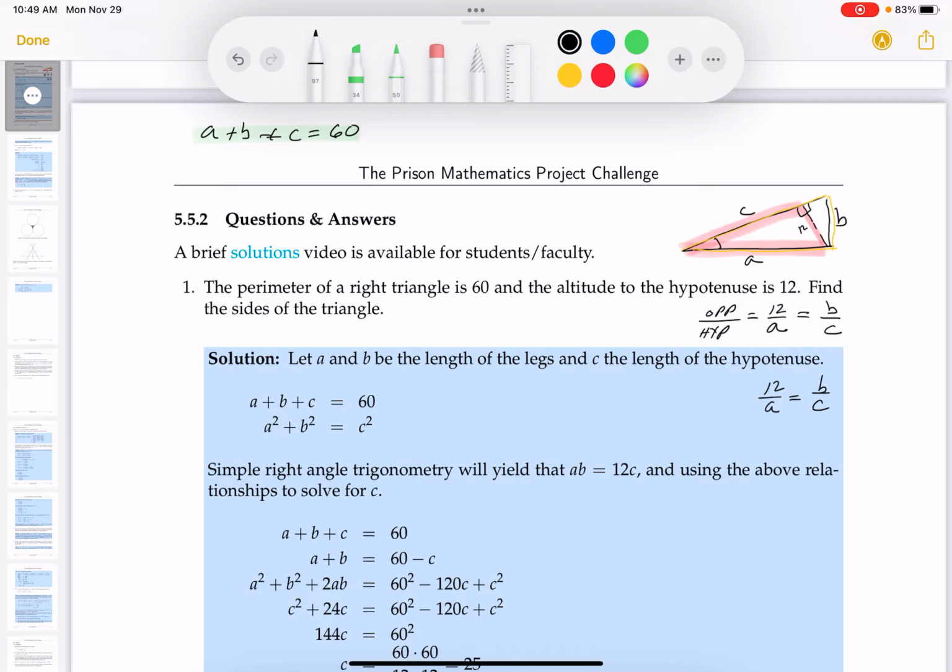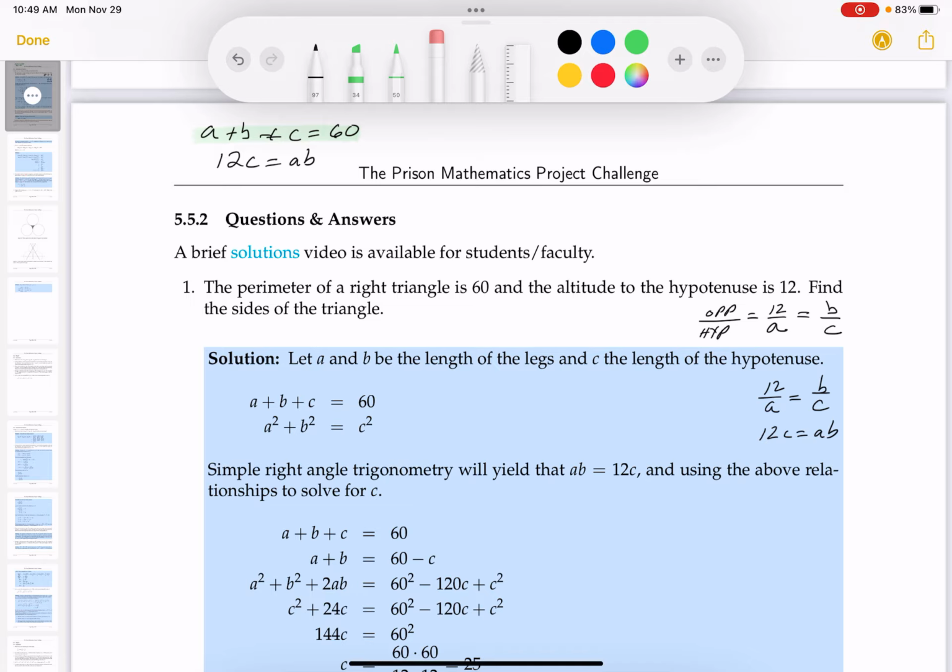And I'm going to just kind of clear this out. This is 12C equals AB. I'll write that down for you. So 12C equals AB. This is all information I know. Let me kind of get rid of my picture. I don't need the picture anymore. That would just help me get the ratios, all right?